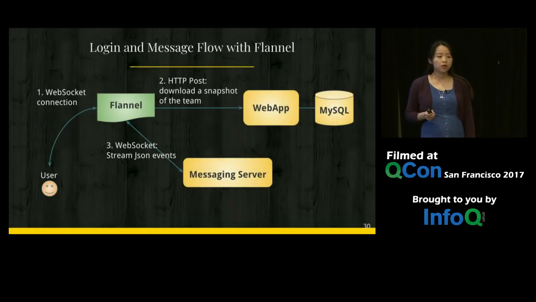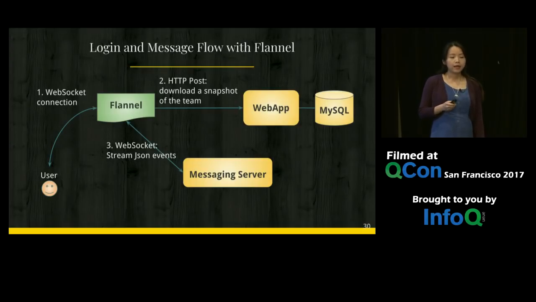We tweaked the login process. Now users establish the WebSocket connection to Flannel first. If the user is the first user on his or her team, then Flannel does not have the team data in cache. It goes to the web app and loads the data from the DB. Then it establishes the WebSocket connection on behalf of the user. If the user is not the first user on the team, then Flannel already has a warm cache. It skips step 2 and goes to an established WebSocket connection directly for the user.